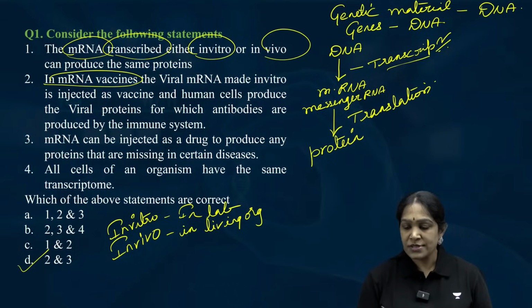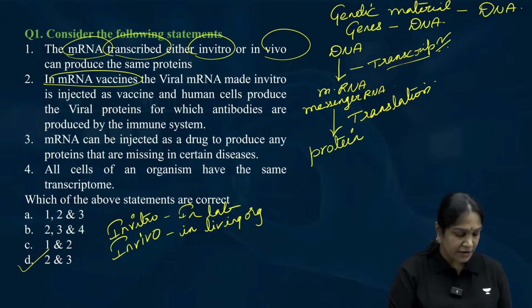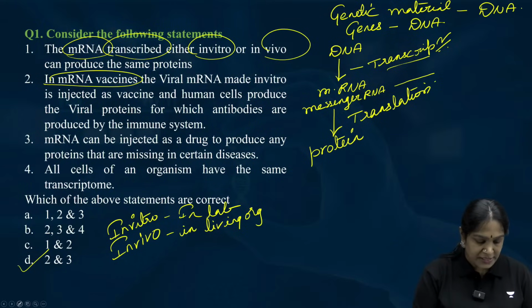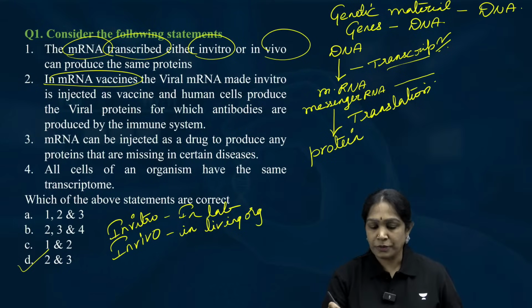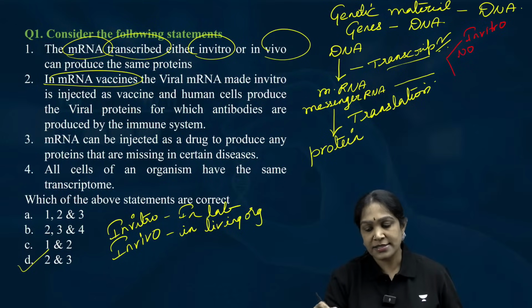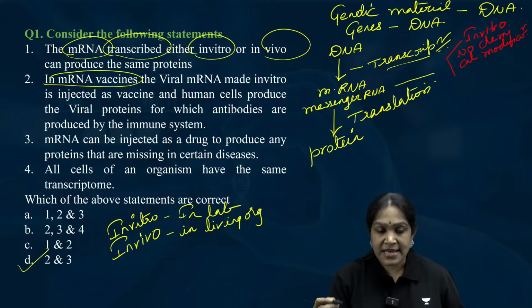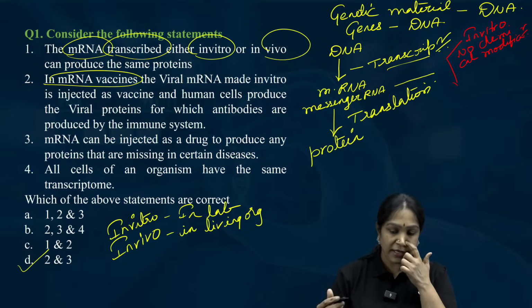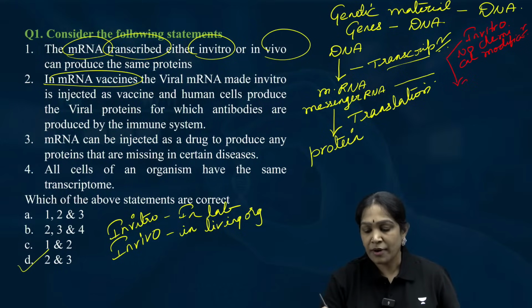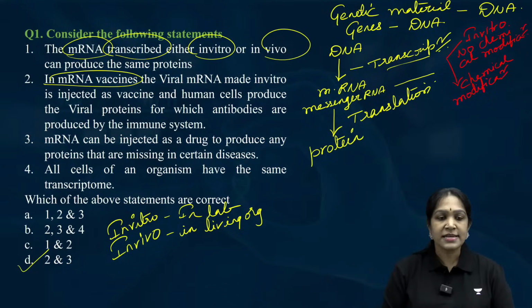Let us suppose when this mRNA is produced in vitro, there are no chemical modifications to it. Is it clear? But when this mRNA is synthesized in vivo, inside the living organisms, there are some chemical modifications to it. Is it clear? Yes. Answer this question.